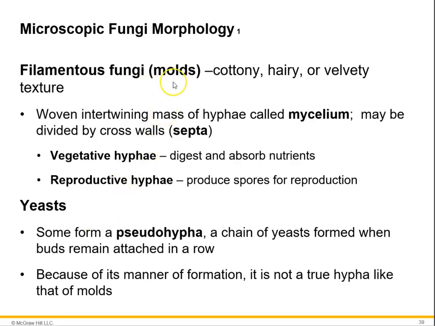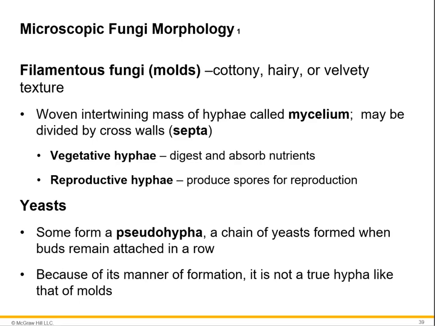Okay, the appearance of the different fungi under the microscope. So molds, just looking at them with your eyes, they're going to look cottony, velvety, kind of hairy or furry. And this is because there's a woven mass of hyphae, and we call this mass of hyphae a mycelium.